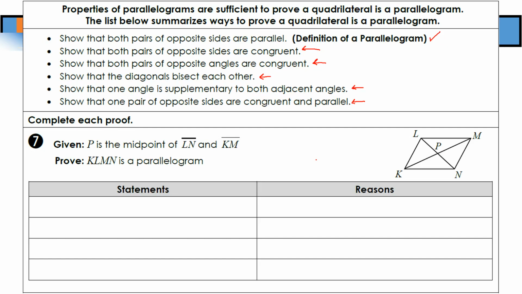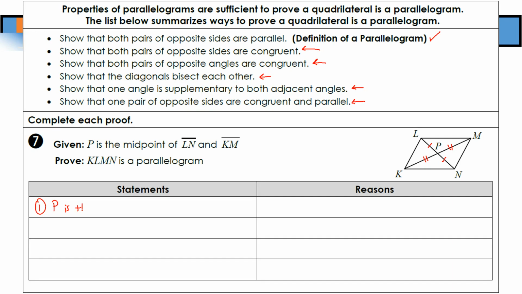So let's take a look at example 7. Example 7 says P is the midpoint of LN and KM. Let's mark that on the diagram. So these two pieces are congruent and these two pieces are congruent. And we're asked to prove whether or not KLMN is a parallelogram. Well, let's begin by stating all our given information, right?